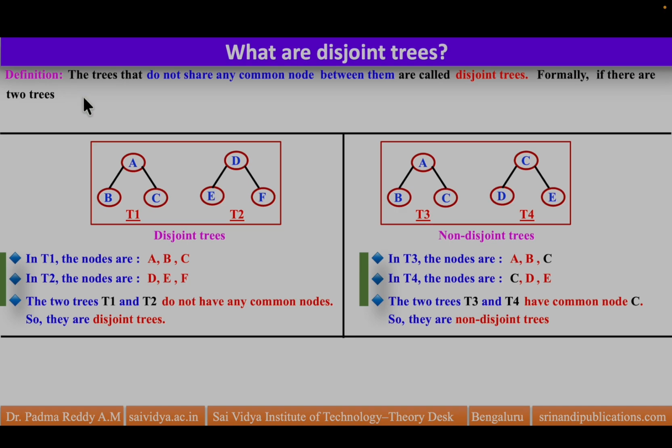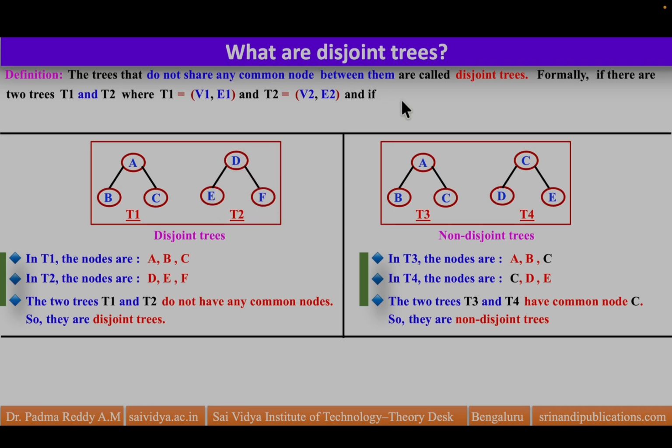If there are two trees T1 and T2, where T1 equal to (V1, E1). What is V1? The set of vertices A, B, C. And what is E1 here? The set of edges. What are the edges? AB is one edge and AC is another edge. So T1 equal to (V1, E1) and T2 equal to (V2, E2). What is V2? Vertices in the second tree: D, E and F. What is E2? Edges: DE is one edge and DF is another edge.